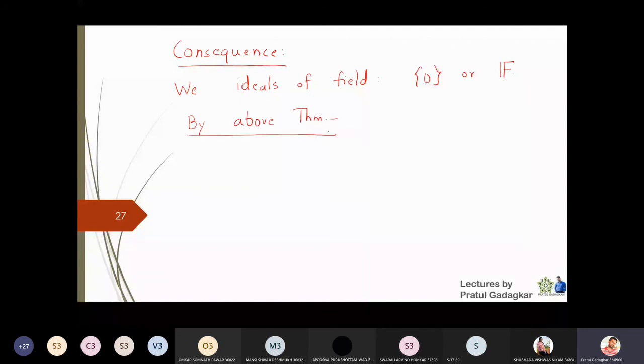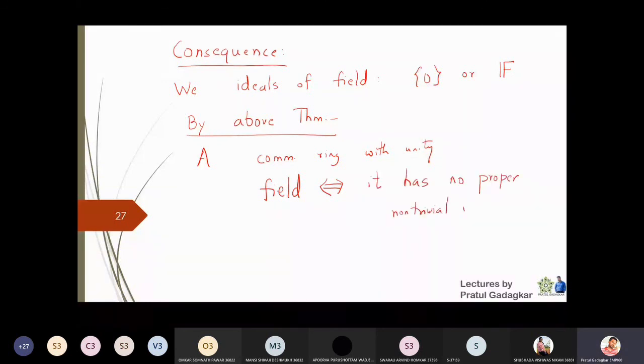Let me write it. If I have a commutative ring with unity, then this commutative ring with unity is a field if and only if it has no proper non-trivial ideals. This is one of the very important consequences of the theorem.